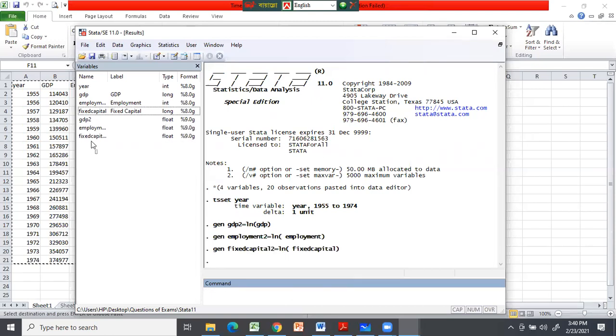So in the list of variables, now you can see that there are three other variables created. One is GDP2, another one is employment2, another one is fixed capital2. Okay.